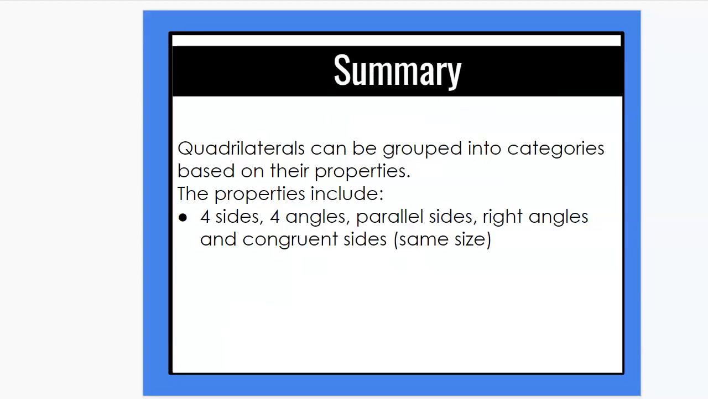In summary, quadrilaterals can be grouped into categories based on their properties or attributes. These properties include the four sides, the four angles, the parallel sides, their right angles, and their congruent sides, which means the same side. So boys and girls, that's a lot of information about quadrilaterals. Always know that you can go back over this video to learn those definitions or those attributes of each of the quadrilaterals.